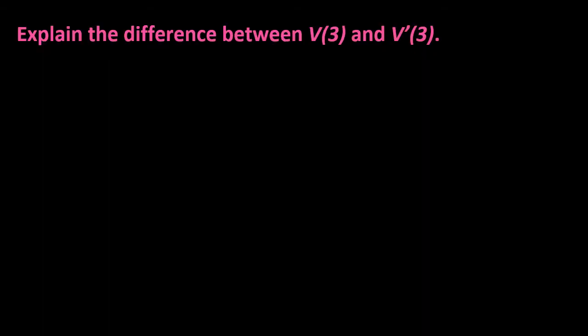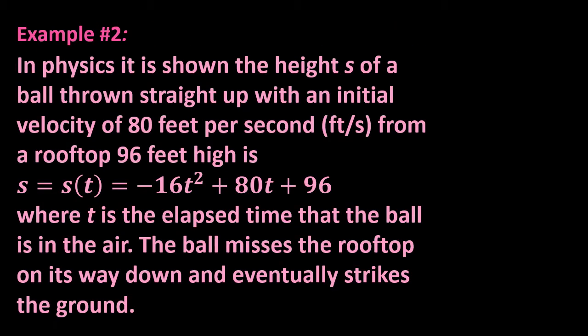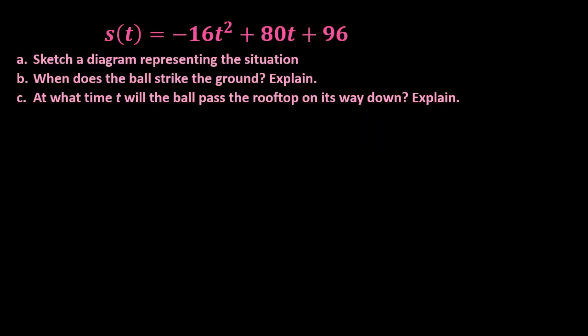Okay. Problem. In physics, it is shown that the height s of a ball thrown straight up with an initial velocity of 80 feet per second from a rooftop 96 feet high is negative 16t squared plus 80t plus 96, where t is the elapsed time that the ball is in the air. The ball misses the rooftop on its way down and eventually strikes the ground. Sketch a diagram of the situation. So really what's happening here is you're on a rooftop, you toss an object up, and then it comes down to the ground.